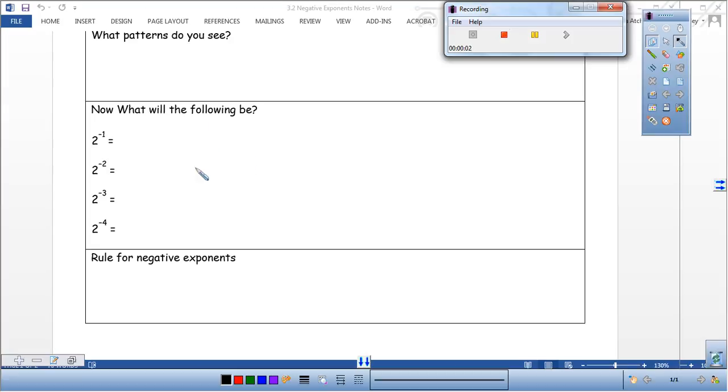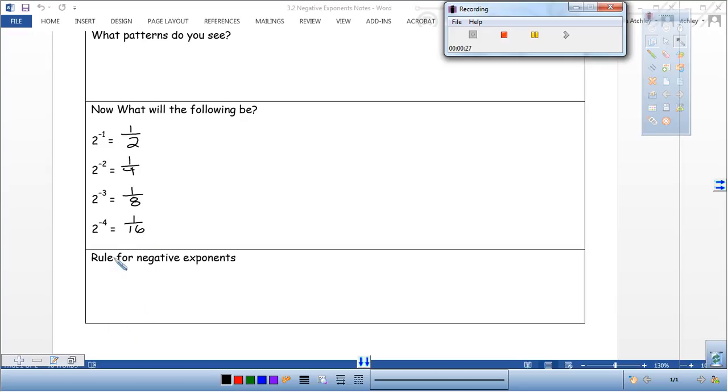Okay, so on Wednesday we talked about negative exponents, and we discovered that 2 to the negative 1 would be 1/2. 2 to the negative 2 was 1/4, sorry. 2 to the negative 3 is 1/8. And 2 to the negative 4 is 1/16.